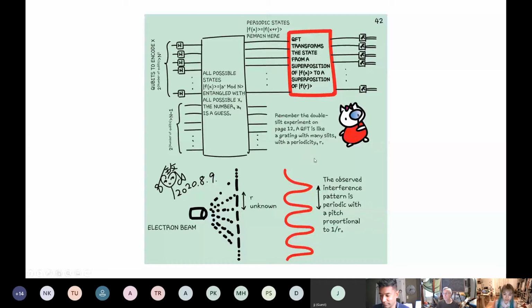I briefly mentioned that this quantum Fourier transform works just like any Fourier transform. We have this actual physics experiment demonstrating the Fourier transform using a grating: if you shine a lot of electron beams through a grating with many slits, this is a periodic grating. If you don't know the periodicity, you can infer it from the interference pattern that you observe. And that's the basic idea of the quantum Fourier transform.